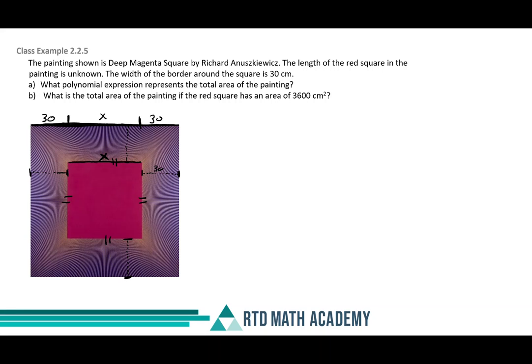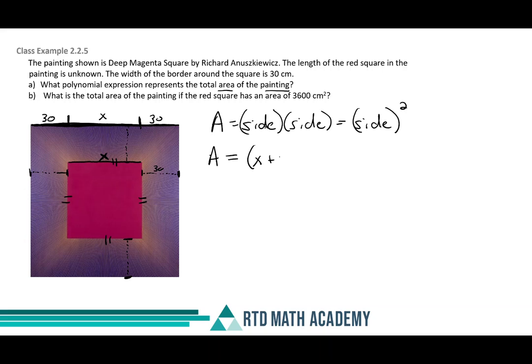So question A says, write a polynomial expression representing the total area of the painting. So I know that the area of a square is equal to the side multiplied by another side. That's how I get the area. Sometimes we could rewrite that as the side squared. Okay. I also know that the total area of the painting is going to equal this side length, which is 30, plus X plus 30, or in other words, X plus 60.